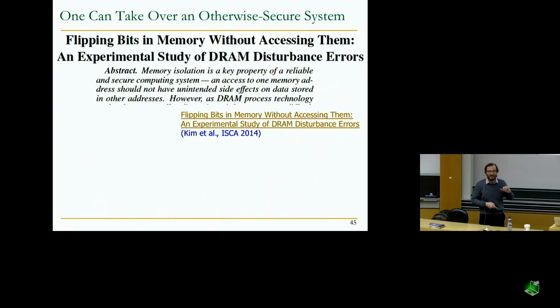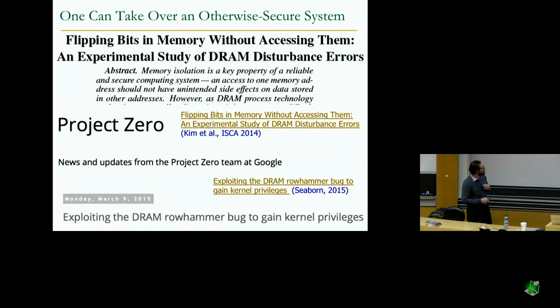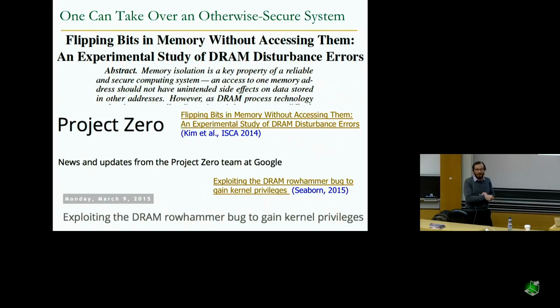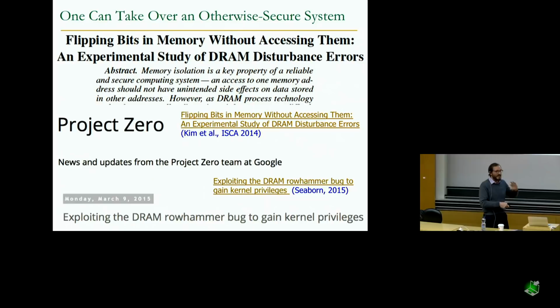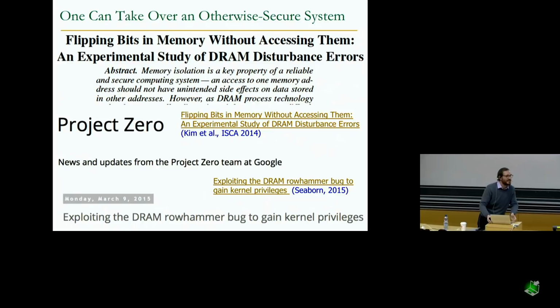But while we were doing this, these same Google folks, Google Project Zero, different people in the same group, reported that you can actually exploit this Rowhammer failure mechanism to gain kernel privileges on a Linux system. So you could actually take those bit flips and use them to take over a laptop. That's essentially what they showed as a user-level program.